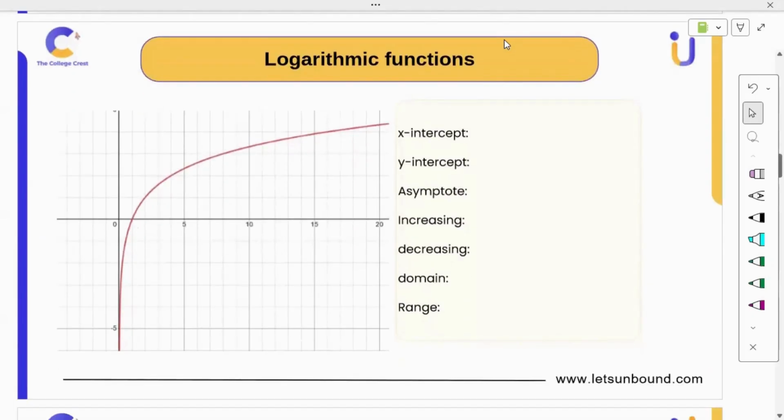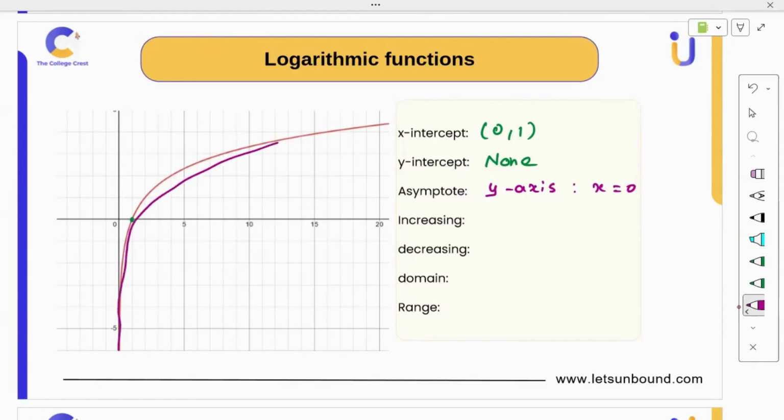Now, let's go for the key features of logarithmic functions. This is a simple log graph. X-intercept: yes, it crosses at (1, 0), right? Y-intercept: it never crosses the y-axis, so you can write none or not applicable, something like that. Asymptote: the graph is approaching a line, which is the y-axis, or you can say the equation is x = 0. Increasing: yes, keep your finger on the graph and it moves up and up as you move right. So it's always increasing. Decreasing: it never decreases.